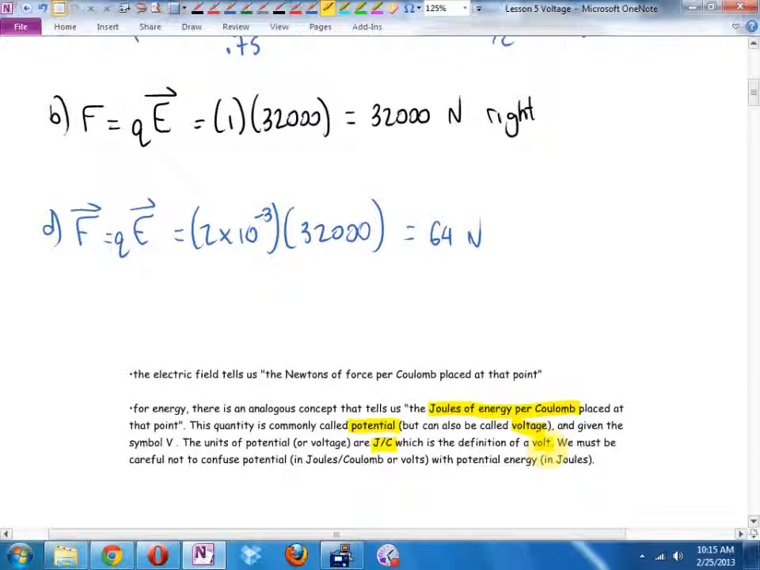And then I wrote, we must be careful not to confuse potential with potential energy. We must be careful not to confuse potential, which is in joules per Coulomb or volts, with potential energy, which is in joules. We must be really, really, really careful. We must turn the page.